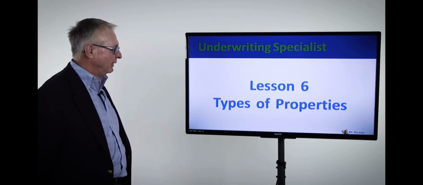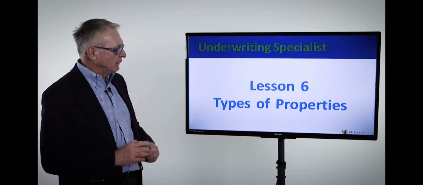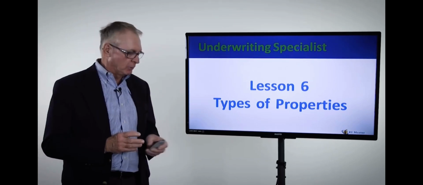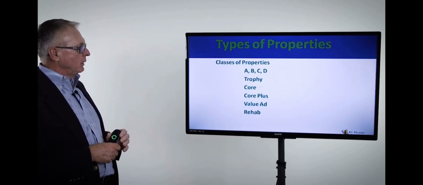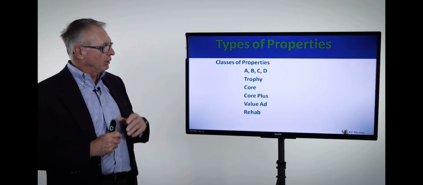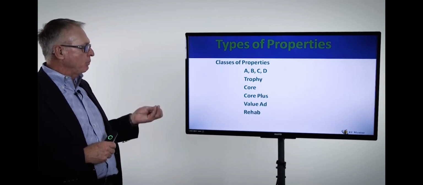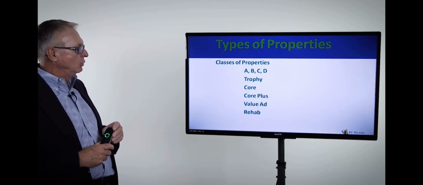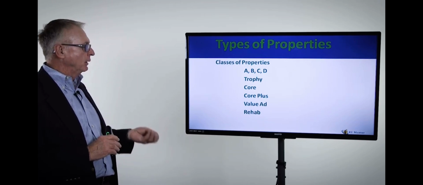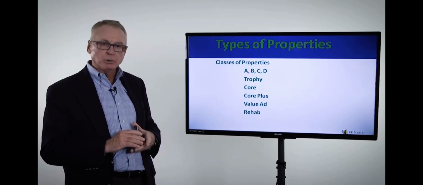And so now we're going to start into the last portion of our lessons, lesson number 6. And we're going to talk about property types, the types of properties. Basically, in general terms, there's different classes, and they're referred to as A, B, C, or D. An A property would be a newer property. It could be a brand new property just built. Typically A properties have the highest rents because they're the newest properties.